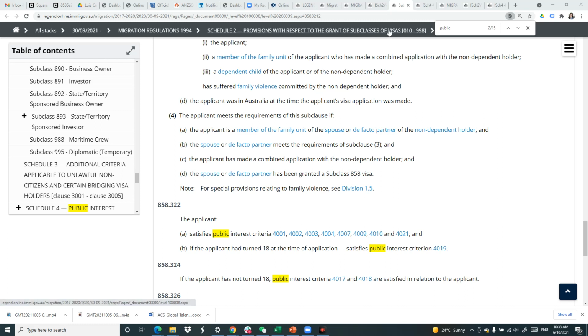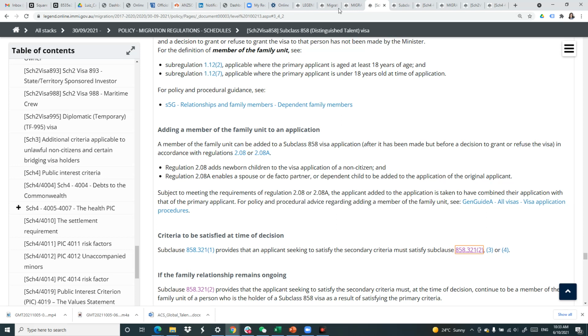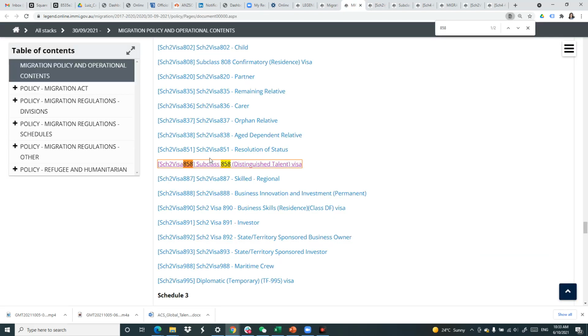I just would like to go through the actual health waiver and what happens if one of our applicants cannot meet the health waiver requirement. Now let's go through the distinguished talent visa or global talent independent program, subclass 858. So there's only one subclass for global talent, which is 858.